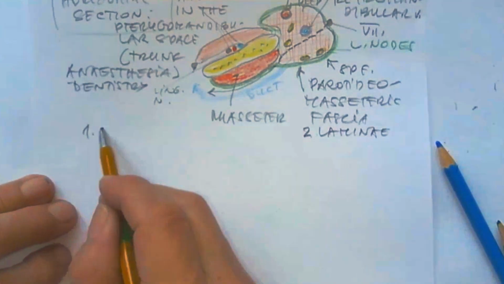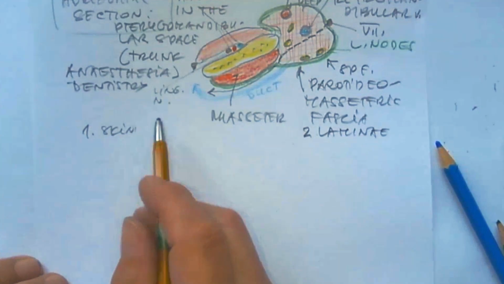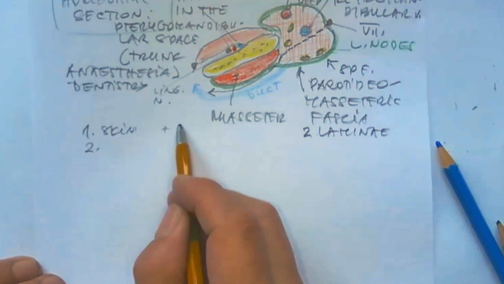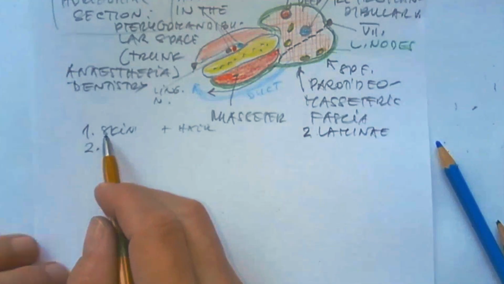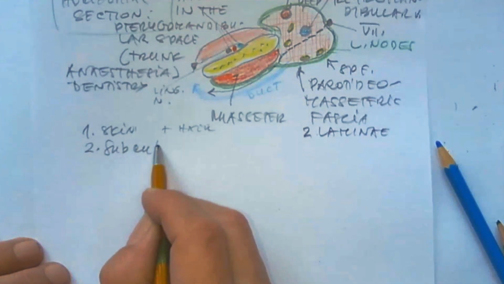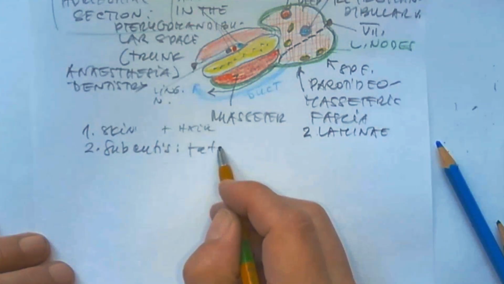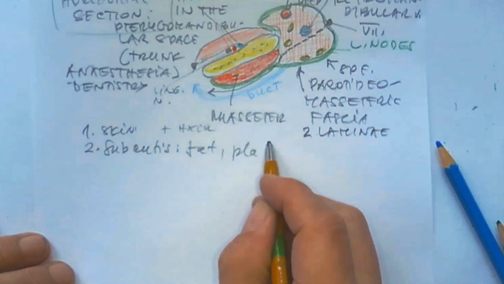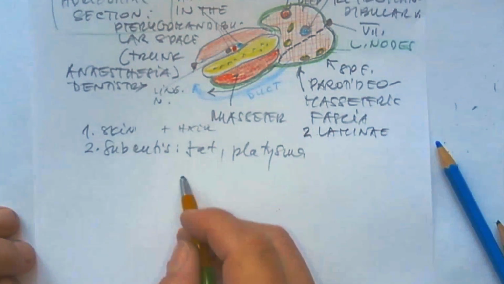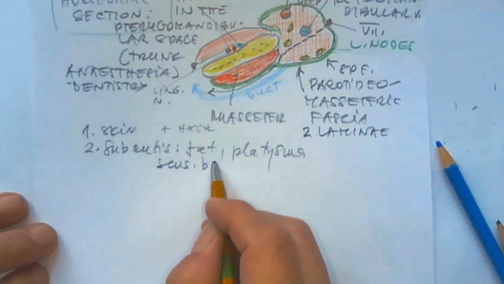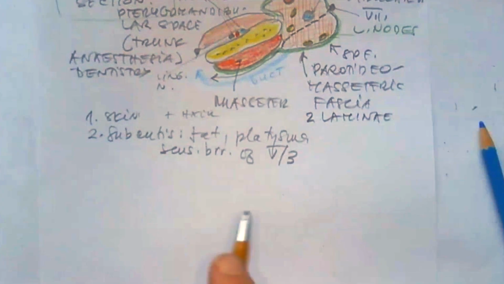Layers. Quickly, one is the skin, relatively thin. Then soup plus hair, definitely. Then number 2 is the subcutis. What we see in subcutis, some fat, platysma also crossing the area, and sensory branches of trigeminus, mandibular nerve. Quite clear.